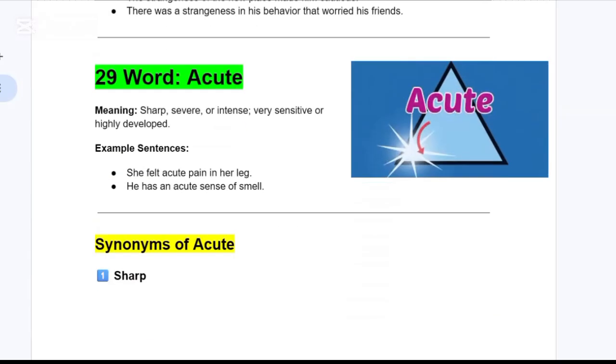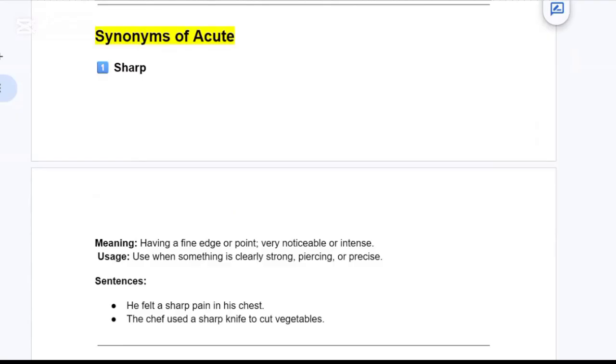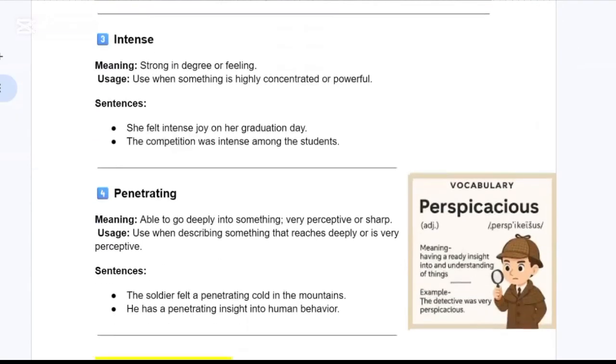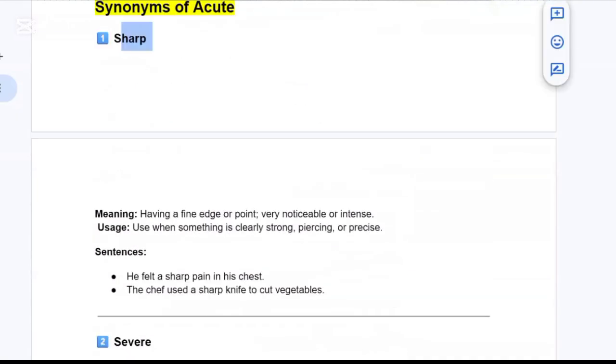The 29th word is acute. Acute means sharp, severe, or intense, very sensitive, or highly developed. She felt acute pain in her leg. He has an acute sense of smell. And synonyms: sharp, severe, intense, penetrating.